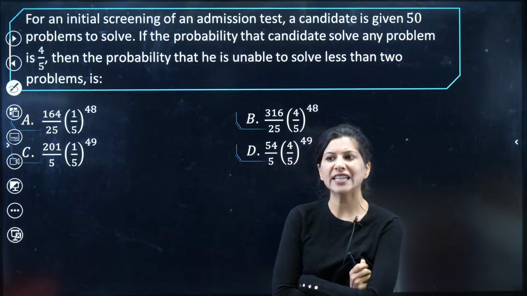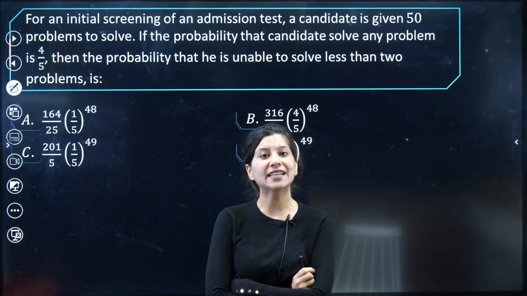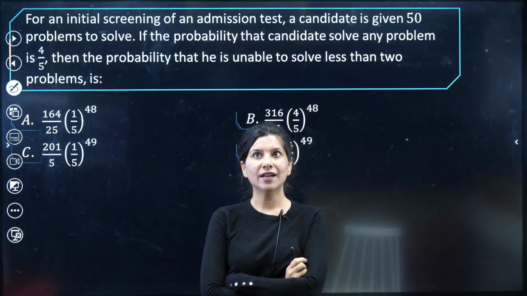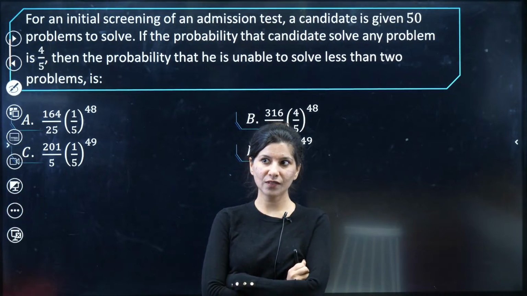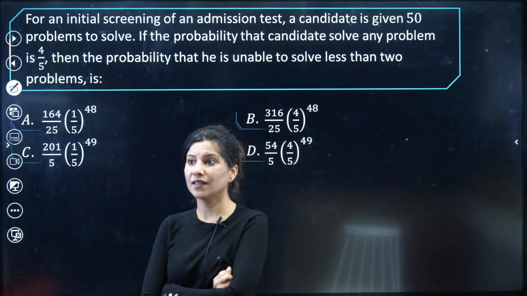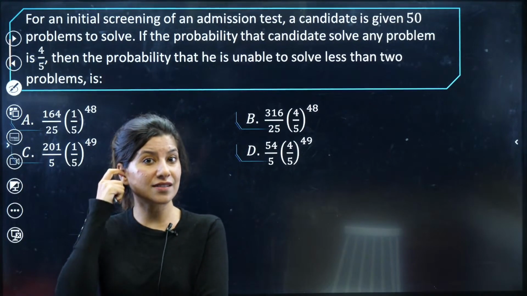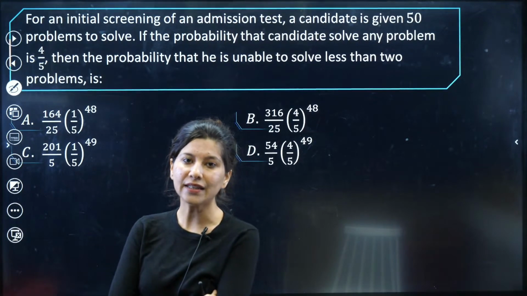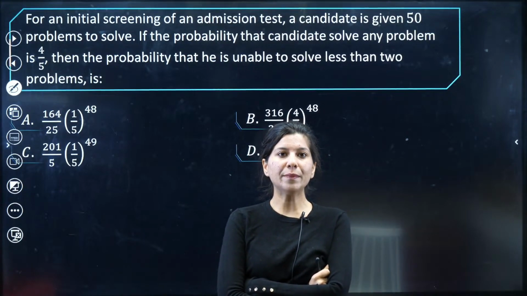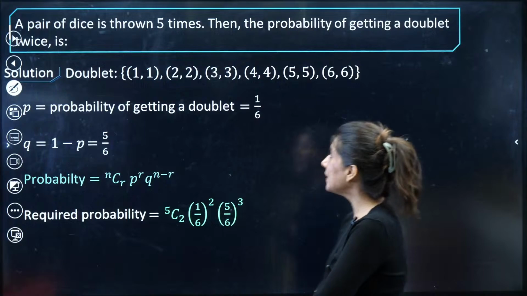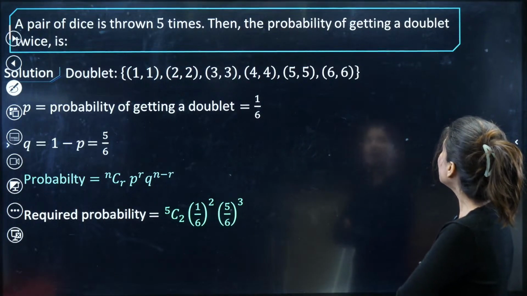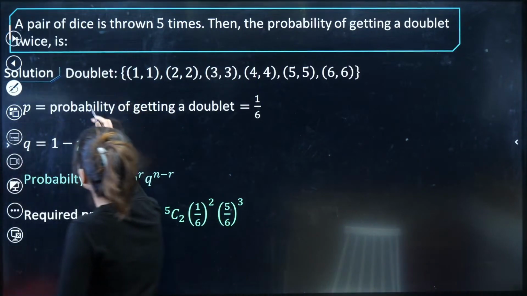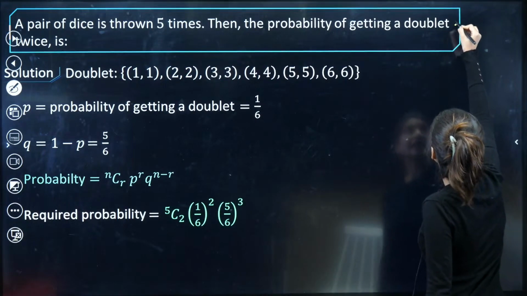A straightforward question will be the probability of getting exactly r successes. But there are questions wherein they ask you the probability of getting at least r successes. What do you mean by at least 2 successes? Probability of getting at least 3 successes. Probability of getting at most 2 successes. Are you getting the point? So let's fix it. Let us go to the previous one. Probability of getting a doublet at least twice.